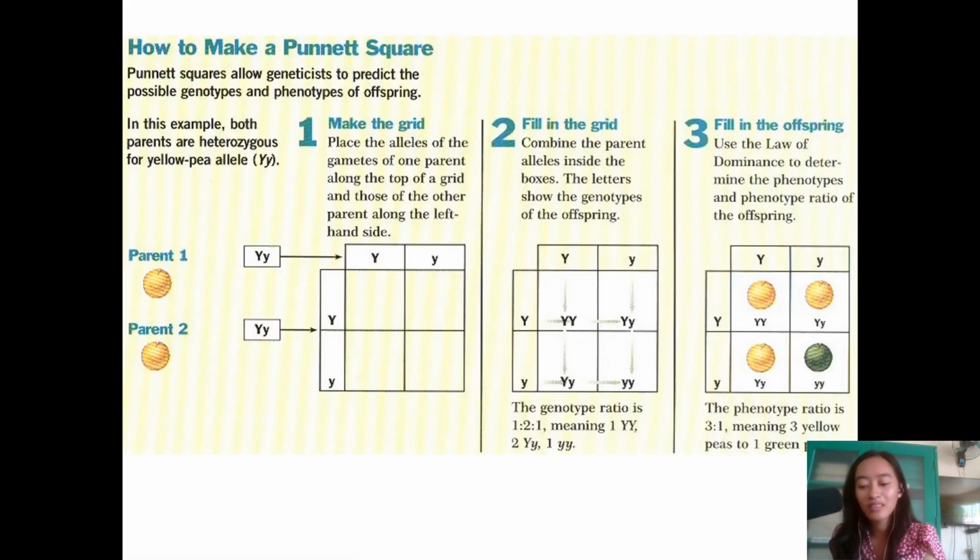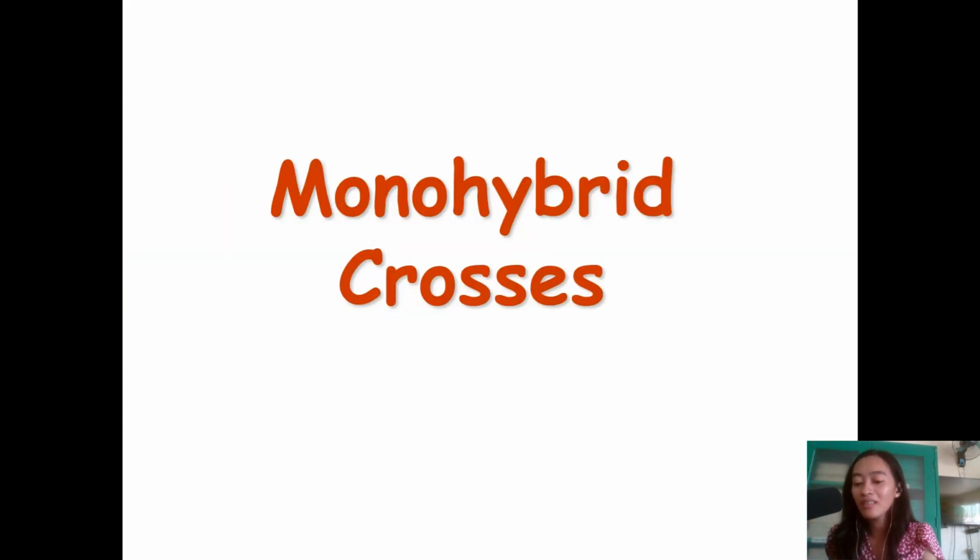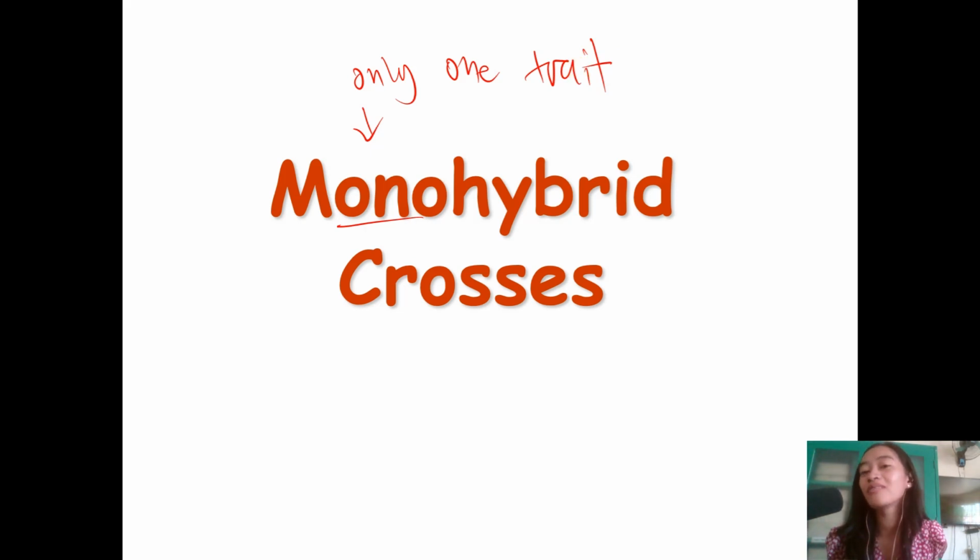Okay, let's try some examples. This time we are going to do monohybrid crosses. Mono means one, so we are going to consider only one trait. For example, just the color of the flower, or just the shape of the seed, and so on. There's actually another kind, dihybrid, wherein we're going to combine more than one.